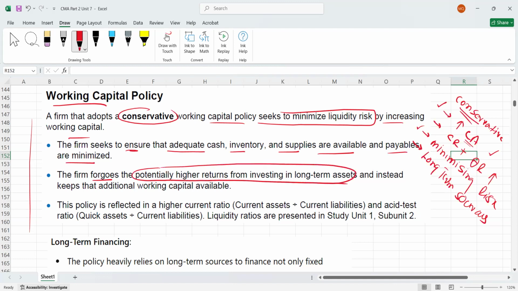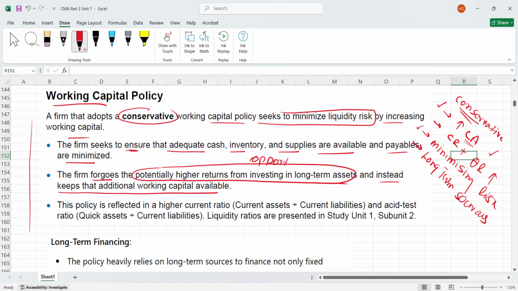Actually, this is the opportunity cost they incur, because they invest more into current assets, right? And if they are investing in current assets, generally returns on current assets are lower, so they don't invest into long term. So this is what they're saying: the firm forgoes the potentially higher returns from investing in long-term assets and instead keeps the additional working capital available, so they keep extra.